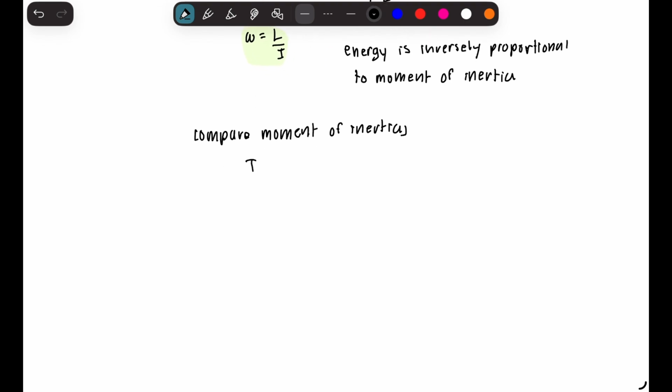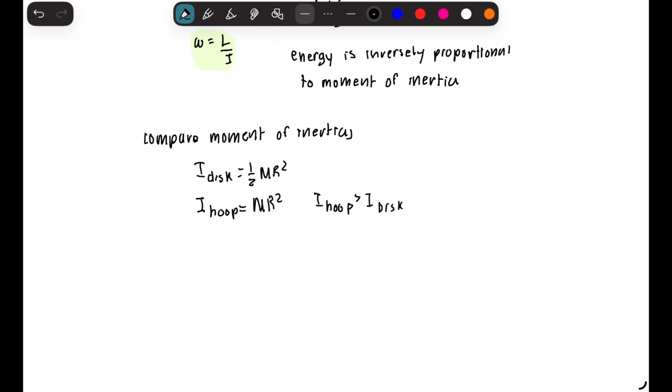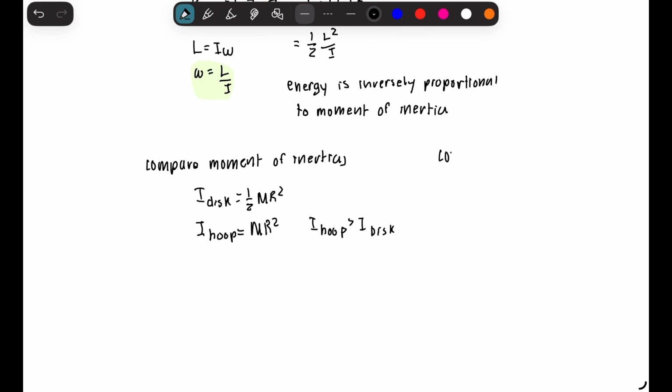We know that the moment of inertia of a solid disk is equal to 1/2 mr squared. And we know that the moment of inertia of a hoop is equal to mr squared. So that means that the inertia of the hoop is going to be greater than the inertia of the disk because the inertia of the disk is being halved. So now we can also compare the energies.